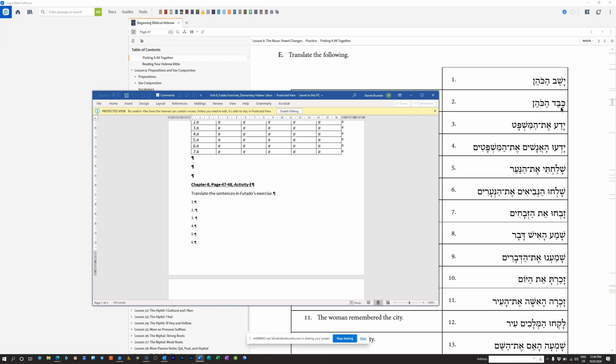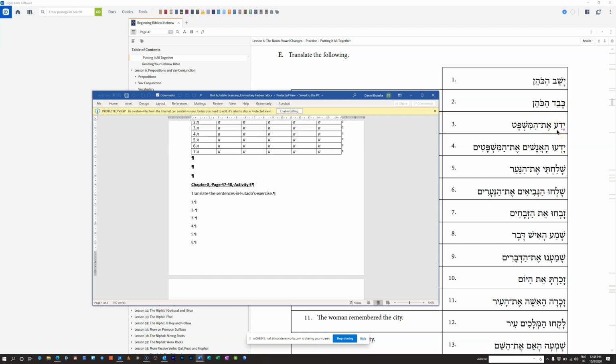Kaved has a wide range of meanings. They tend to center around the idea of weightiness. So that is where the idea of glory comes from. Something that's weighty might be glorious, but something that's weighty might also just be heavy. And so that's something to keep in mind as well.